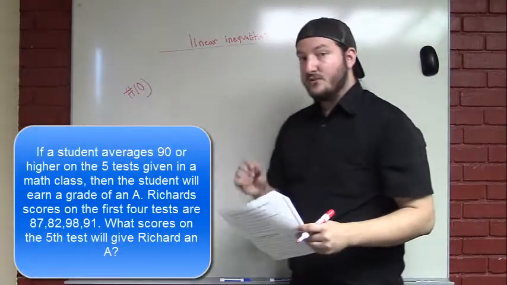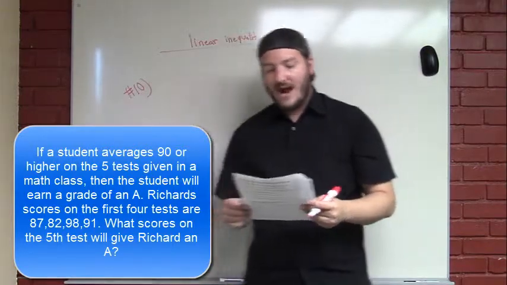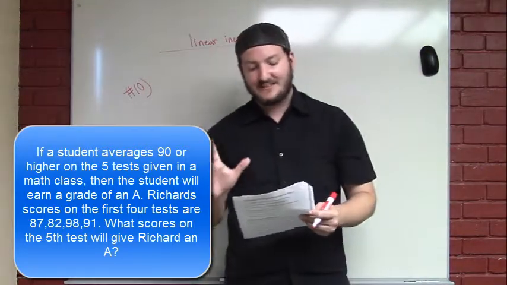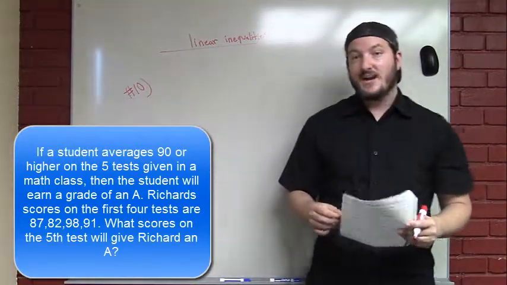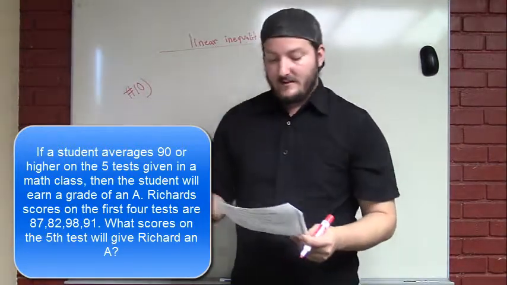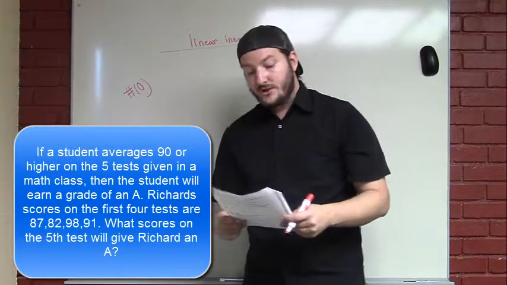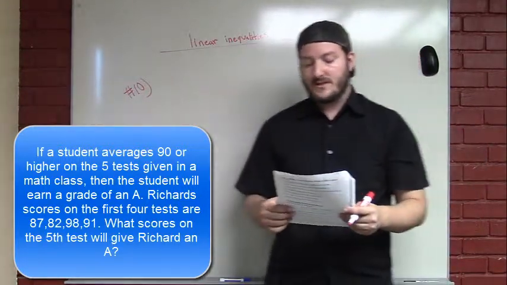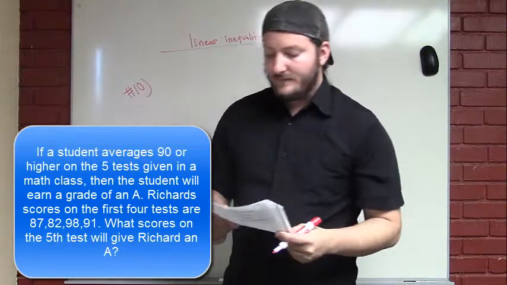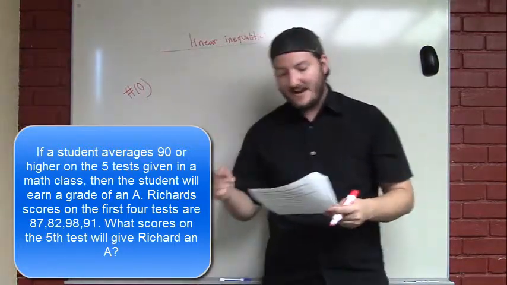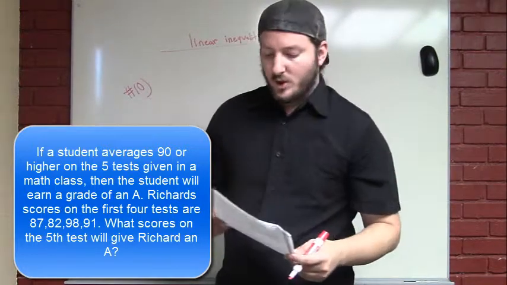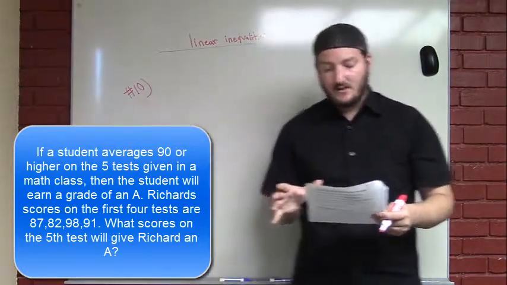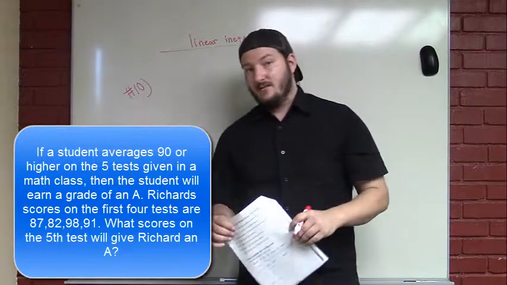If a student averages 90 or higher on the 5 tests given in a math class, then the student will earn a grade of an A in his class. Richard's scores on the first 4 tests are 87, 82, 98, and 91. Not too bad. What scores on the 5th test will give Richard an A?